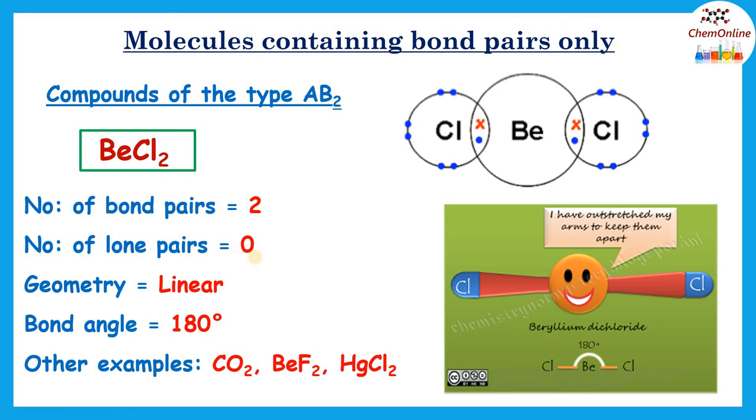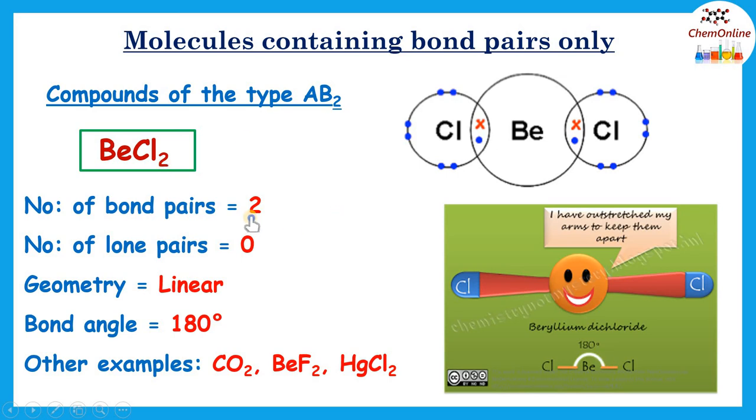So in order to minimize repulsion, according to VSEPR theory, the 2 electron pairs stay as far apart as possible so that the geometry of the molecule becomes linear. Here you can see that the 2 chlorine atoms are very much extended in order to minimize the repulsion, and the geometry becomes linear with a bond angle of 180 degree.